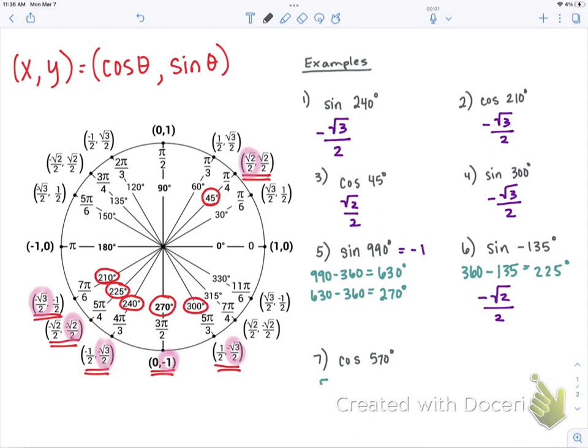And our last one, 570 degrees. Again, that's bigger than 360, so we subtract 570 minus 360. We get 210 degrees. So we've used 210 before. We want cosine again. That is my x. We have negative square root of 3 over 2. So sometimes we have to do a little bit of calculations before we get to our unit circle, and then we just use that unit circle to identify either the x value or the y value at that point. So remember that your cosine is your x coordinate, your sine is your y coordinate at the given angle.